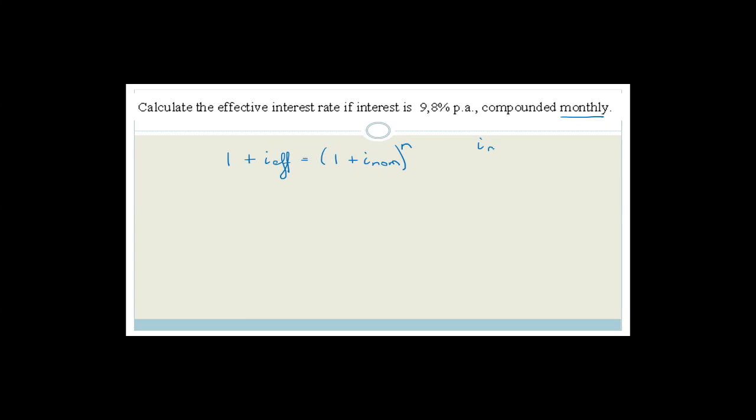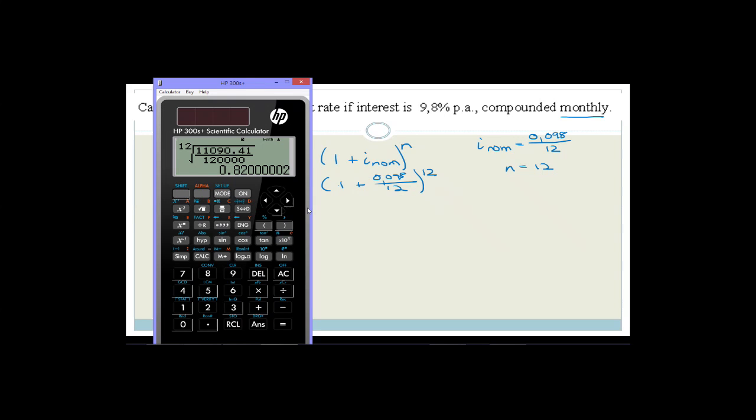So therefore, I nominal is going to be 0.098 divided by 12. N is 12, okay, because we're basically taking it over a year. The effective interest rate, remember, is the same as what the interest rate would be if it was per annum, in other words, for the year. So let's fill this in. We've got 1 plus I effective is equal to 1 plus 0.098 over 12 to the power of 12. Okay, so let's go get our calculator out and do that.